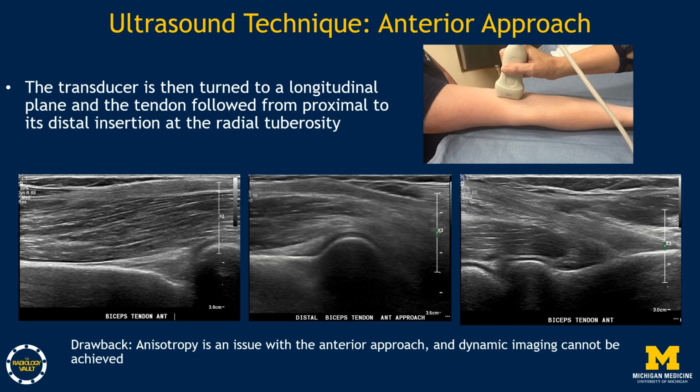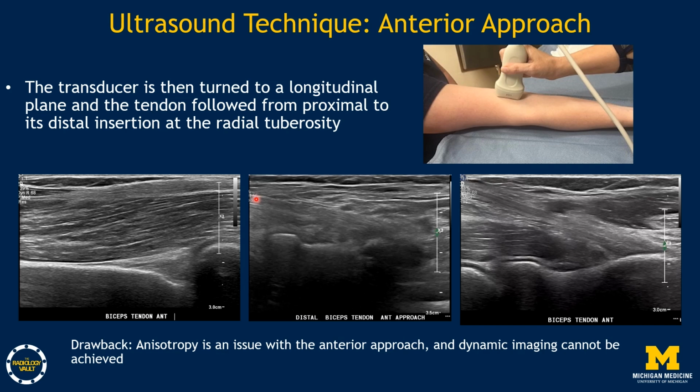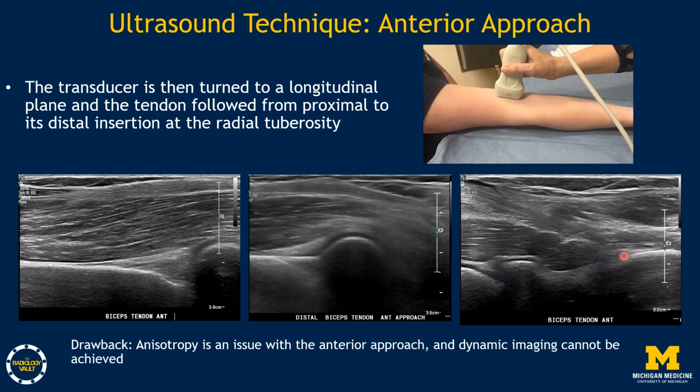We then turn the transducer to a longitudinal plane, and the tendon is again followed from proximal to its distal insertion at the radial tuberosity. So here we have the tendon superficial to the brachialis muscle. As we come from proximal to distal, we see the tendon is going deeper to insert at the radial tuberosity. Here on this video clip, we can see the tendon as we scan all the way to its insertion at the radial tuberosity.